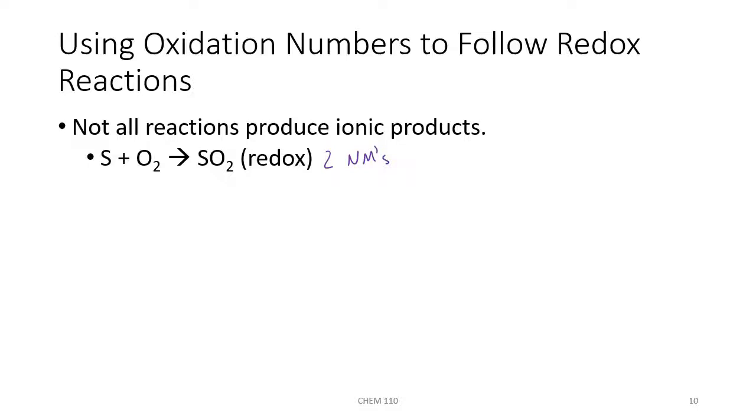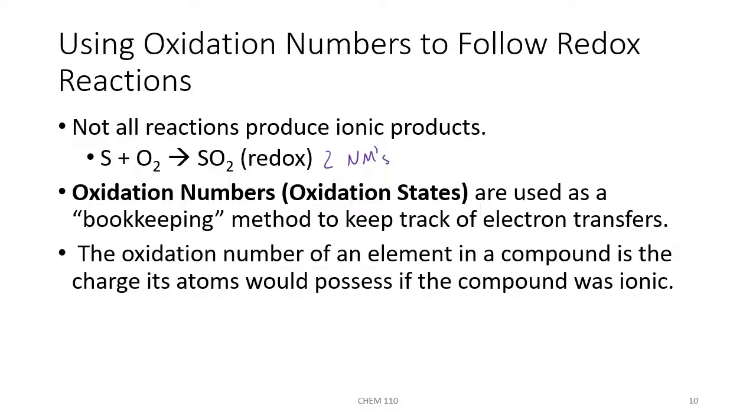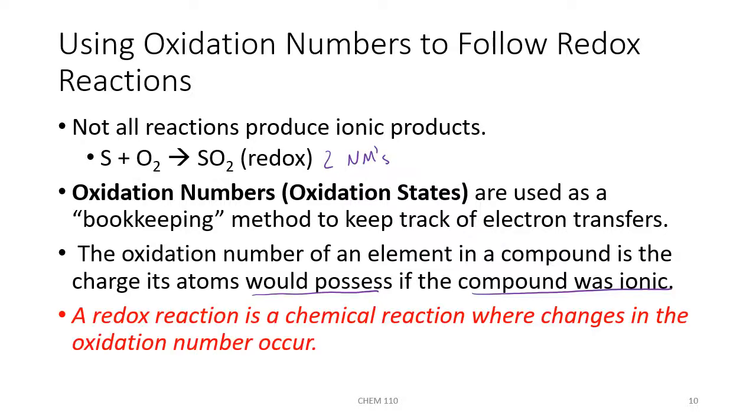Therefore, we need to develop a set of rules in order to track the changes in compounds that are not ionic. This brings us to oxidation numbers, or oxidation states. These are a set of bookkeeping rules that will allow us to keep track of our electron transfers in redox reactions. The oxidation number of an element in a compound is the charge the atoms would possess if the compound was ionic. So even for molecules, we're going to pretend that it's an ionic compound and assign them a set of oxidation numbers in order to track the electrons.